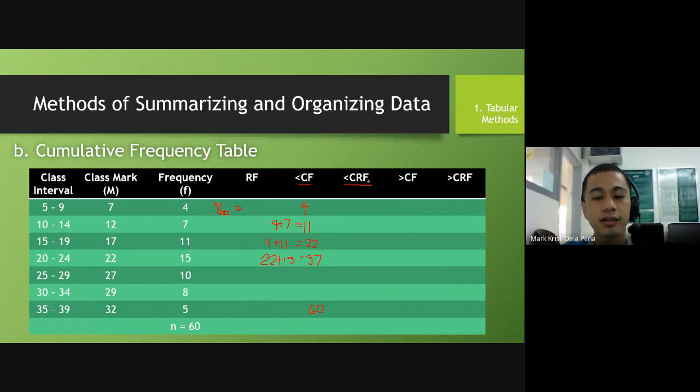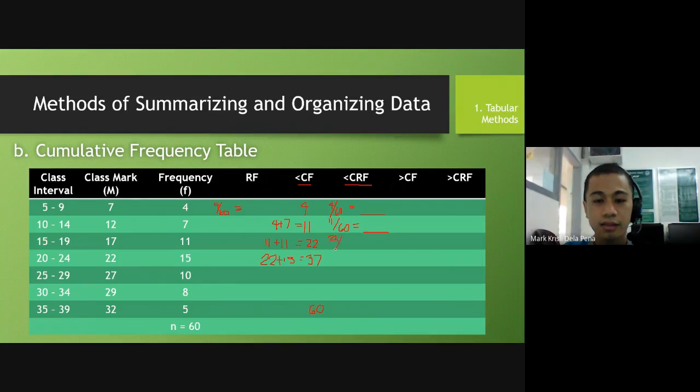Now, how do we get the less than cumulative relative frequency? Just like the relative frequency, we divide by the sample size. So you have 4 divided by 60. Calculate that value. Then the next is 11 divided by 60, since 11 is our less than cumulative frequency. Again, express it in 4 decimal places. Then the next less than cumulative frequency is 22.